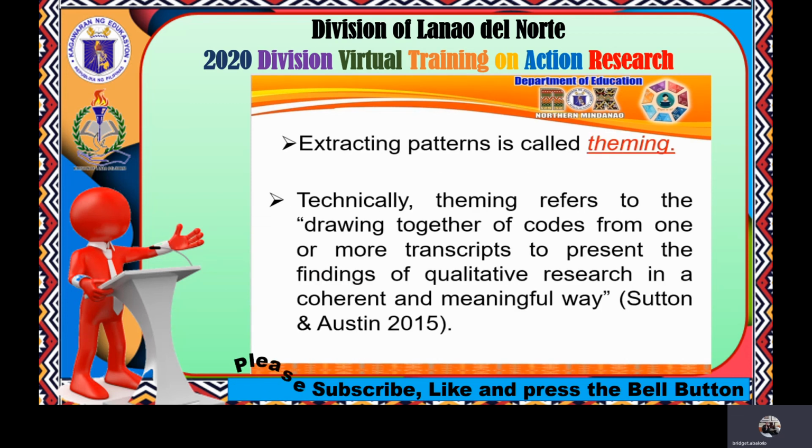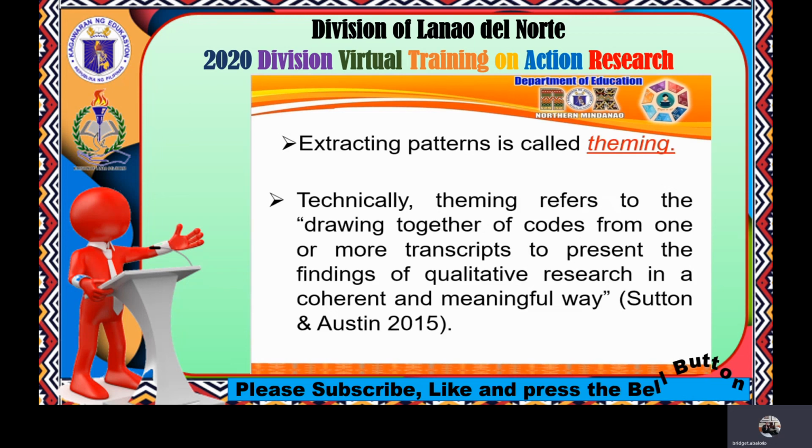Extracting pattern is also called theming. When we say extracting pattern, it means we are going to fuse, or combine, one response to another response and then get the common category. That is what we call theming. Technically, theming refers to drawing together ideas from one or more transcripts to present the findings of qualitative research in a coherent and meaningful way. That is according to Sutton and Austin in 2005.